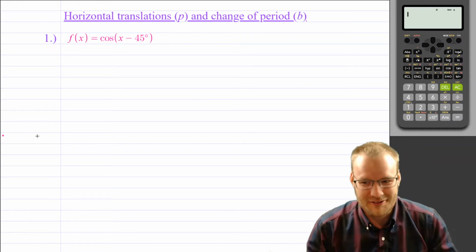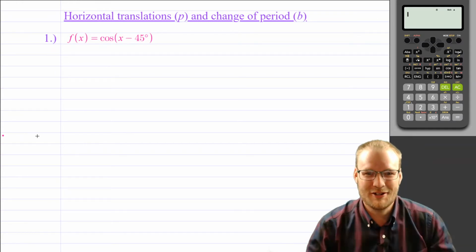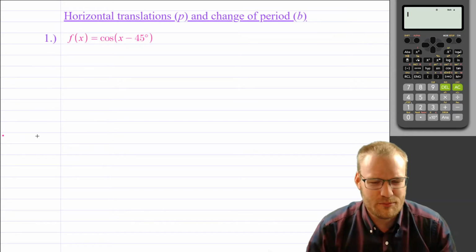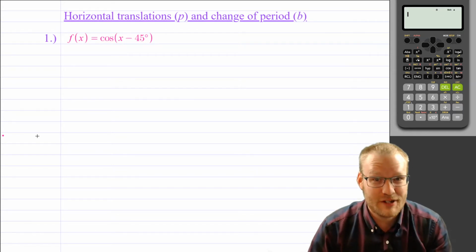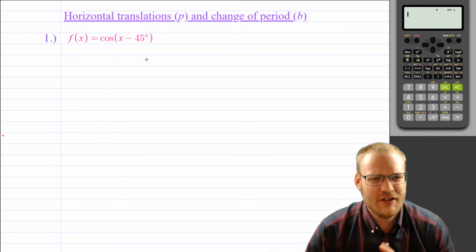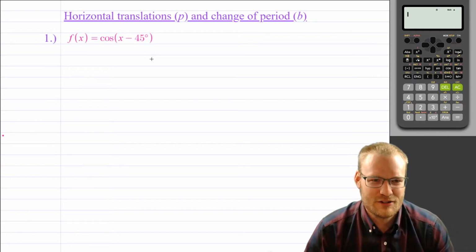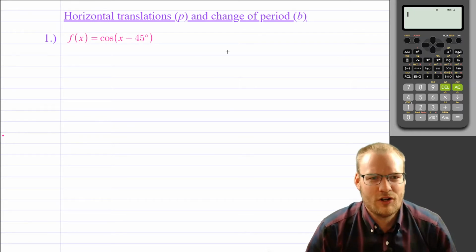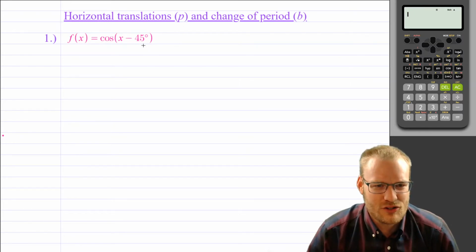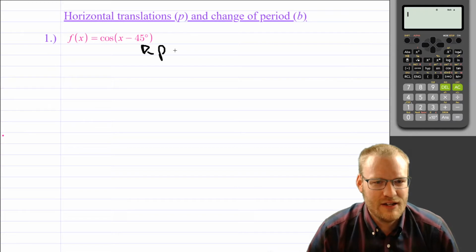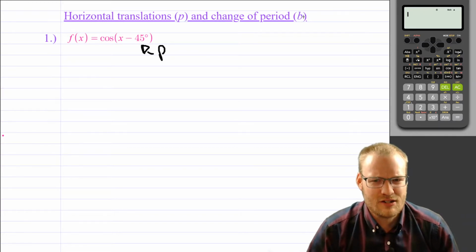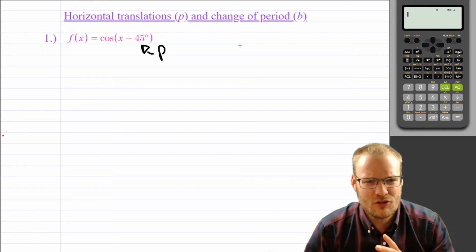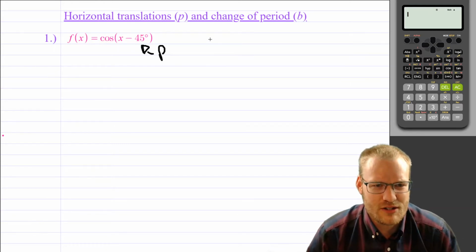Okay, right, so this is how the Edpuzzles work. We get to ask questions, and there are not going to be too many here, but because I know you're watching and pausing, it is a nice way to do it, so I will put in some questions. So f of x equals cos of (x minus 45). And we've got three functions that we're going to look at, and we're looking at p, which is this value here, and we're looking at b, a change of period, which we're going to look at for the tan function. So let's see where we can start.